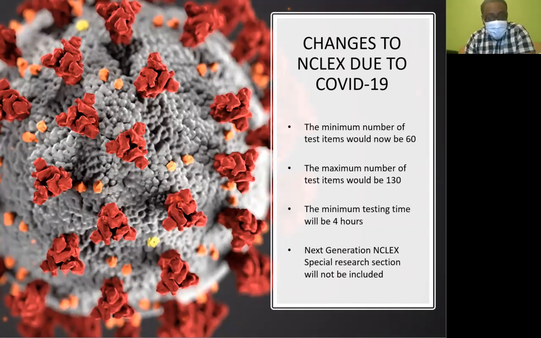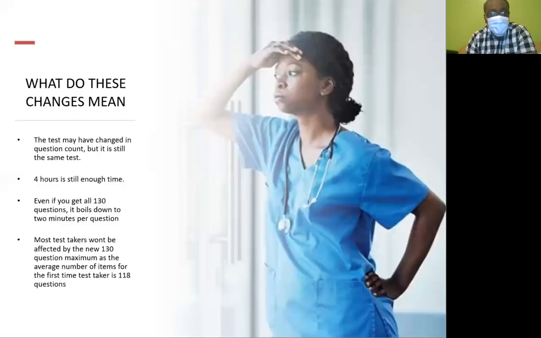So due to the COVID-19 pandemic, the minimum number of test items would now be 60 and the maximum number of items would be 130. So you would answer between 60 to 130 questions. Before it used to be 75 to 265, of which 15 of them were experimental. We're not sure what happens after the COVID, whether they will revert back to this. Again, the minimum testing time will be 4 hours, no longer 6 hours. And the Next Generation NCLEX special research sections will no longer be included in the test.